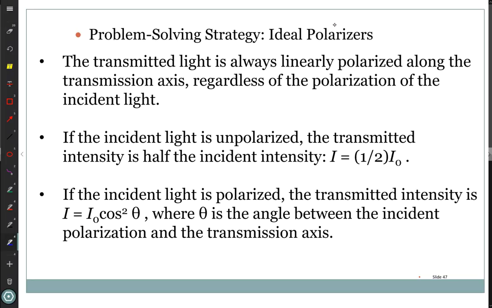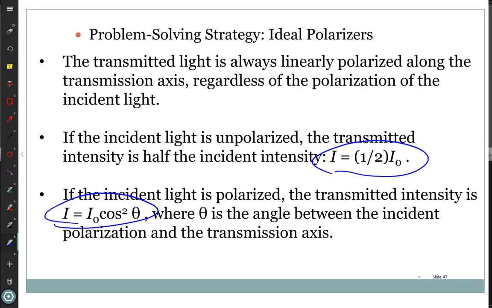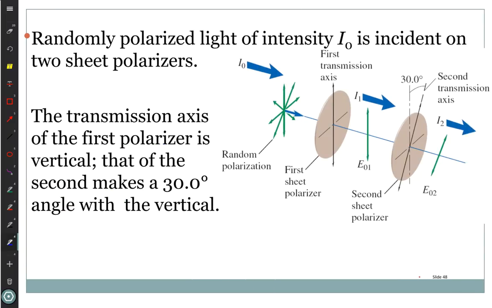Okay, number 2, remember the rule that if it's unpolarized and goes through a polarizer, half of the intensity gets through. And then number 3, the law of Malus. That's all there is to doing problems with polarizers. Pretty simple, until you do all the cool stuff I did with my demonstrations. Then it gets more complicated.